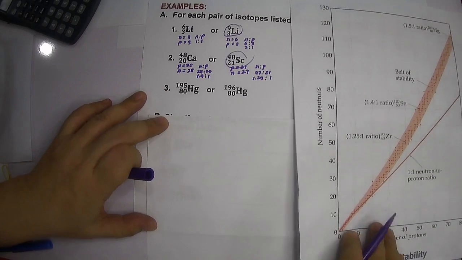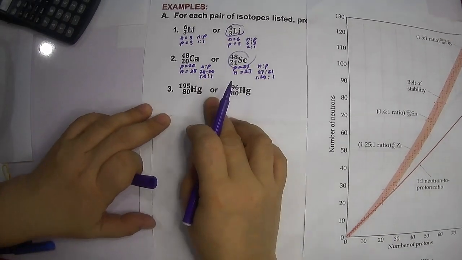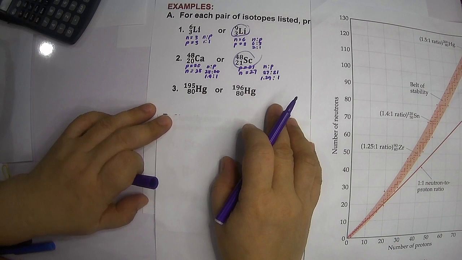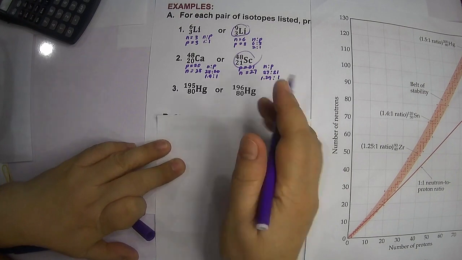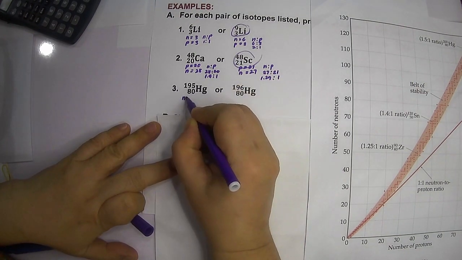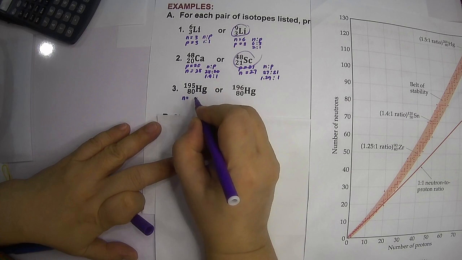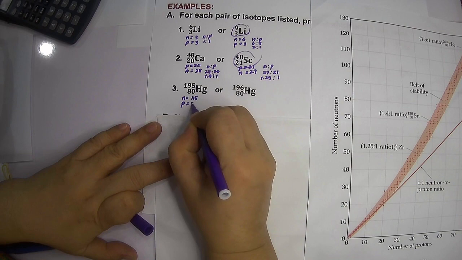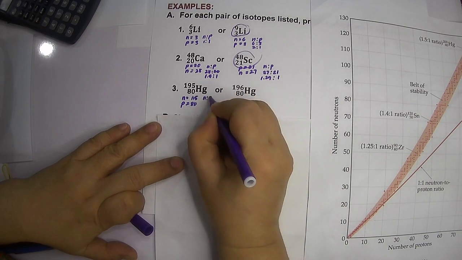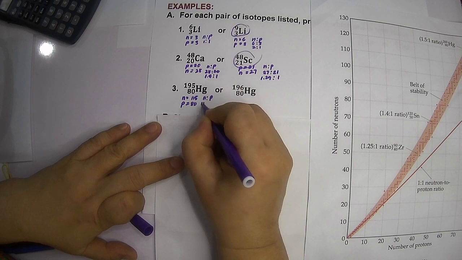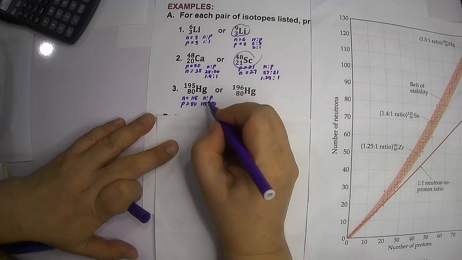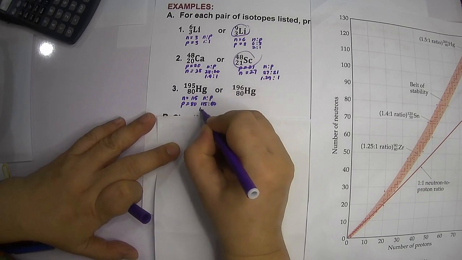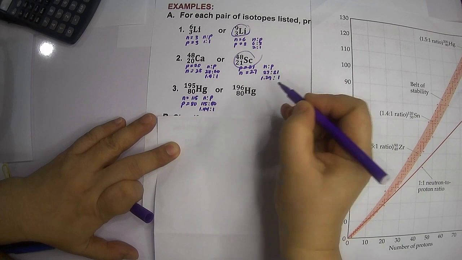Okay, for number 3, we have mercury 195 and mercury 196. So if you compute, the number of neutrons is 195 minus 80, that is 115, and the number of protons is 80. So the neutron to proton ratio is 115 is to 80. That gives you 1.44 is to 1.